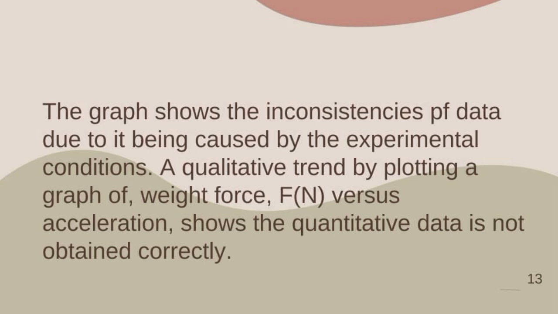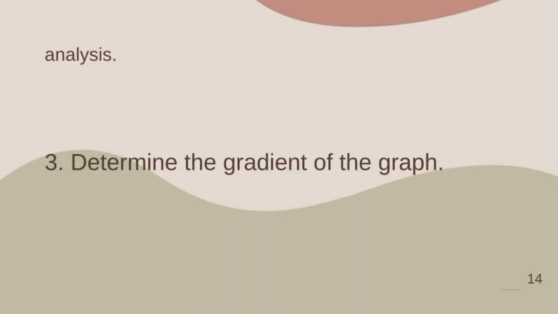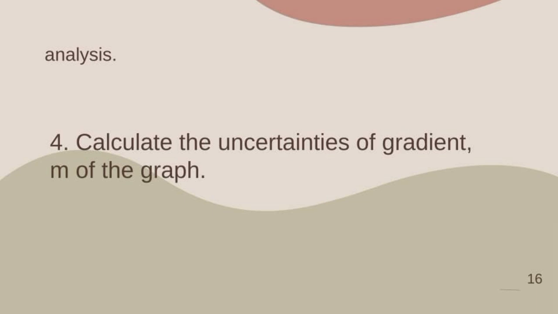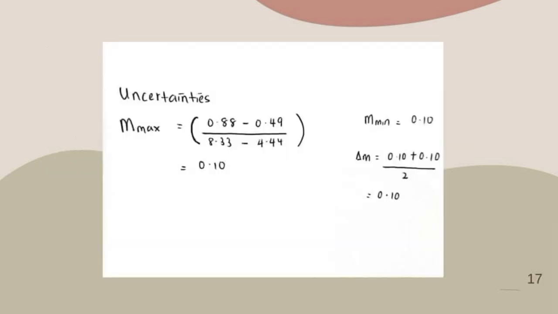The graph tells us that there is inconsistency of data, caused by the experimental conditions. A qualitative trend, by plotting a graph of weight force, Fn, versus acceleration, a, shows the quantitative data is not obtained correctly. The gradient of the graph is 0.10. For the uncertainty of the gradient, we find that the maximum gradient is equal to 0.10 and the minimum gradient is equal to 0.10, and we divide it and get 0.10 for the uncertainties.